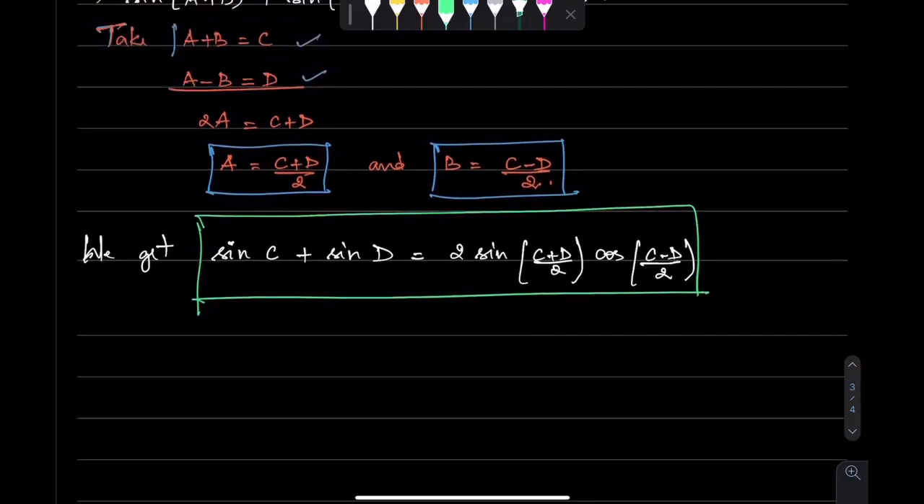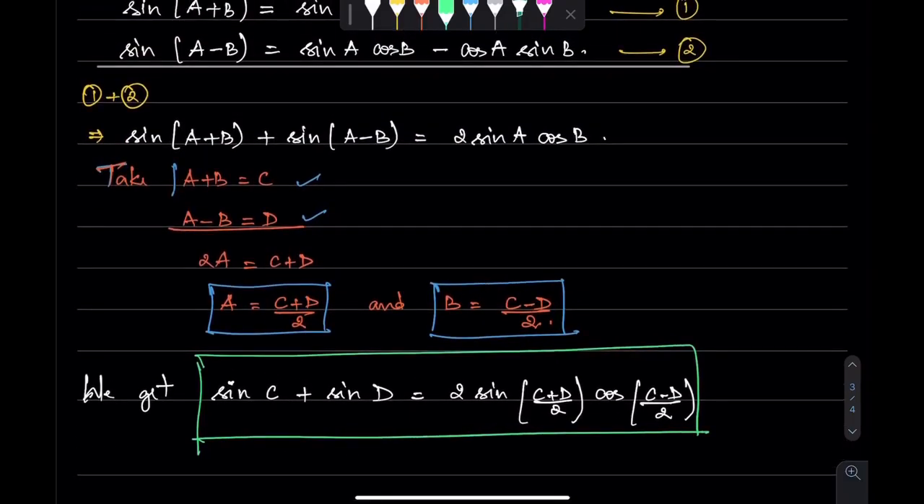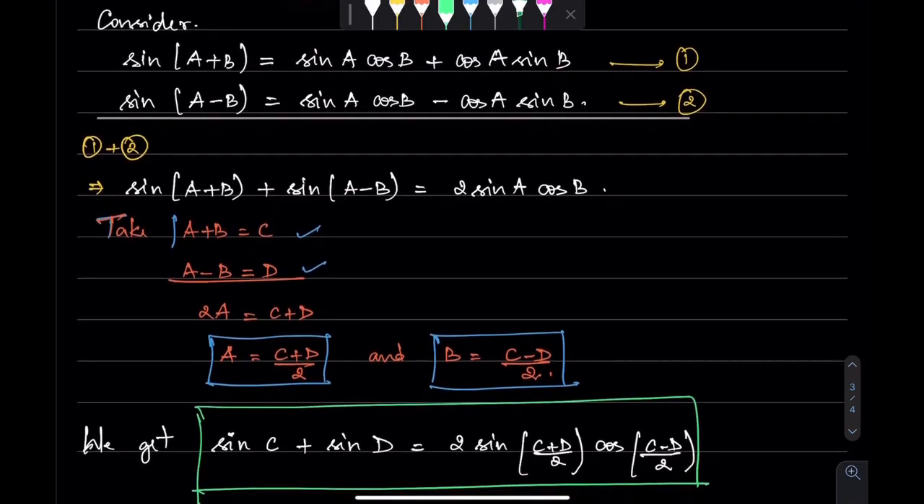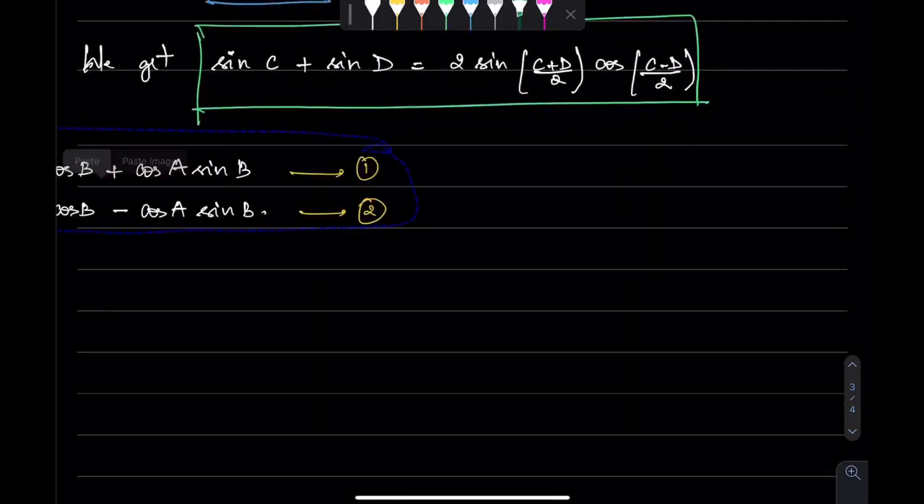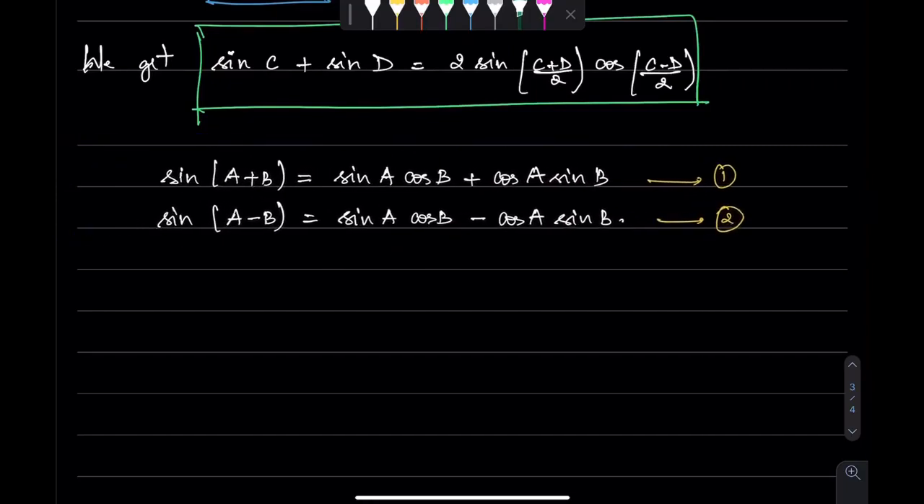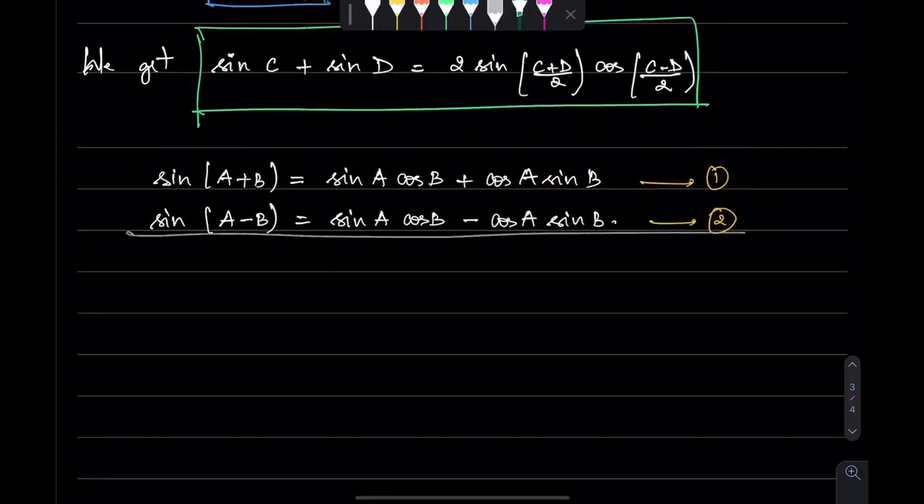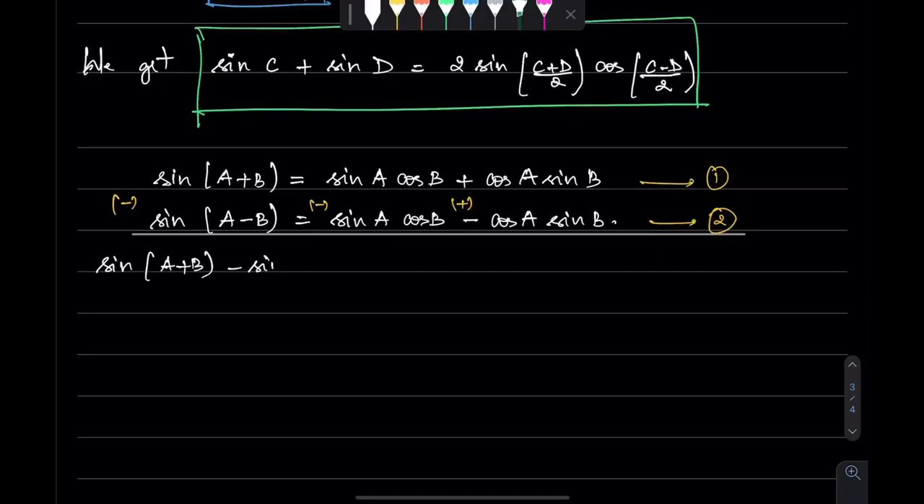And similarly, if you subtract 1 and 2, what do you get? You can try on your own. Can you try that again children? So I'm taking 1 and 2, and I'm going to subtract. So what do I have if I subtract these 2? I get sine A plus B minus sine A minus B is equal to, very good, 2 cos A sine B. Fantastic.